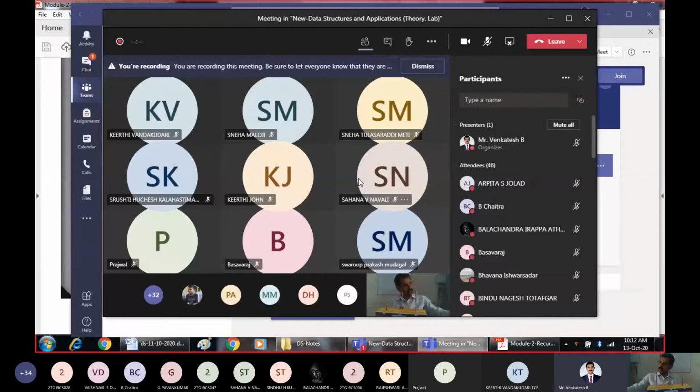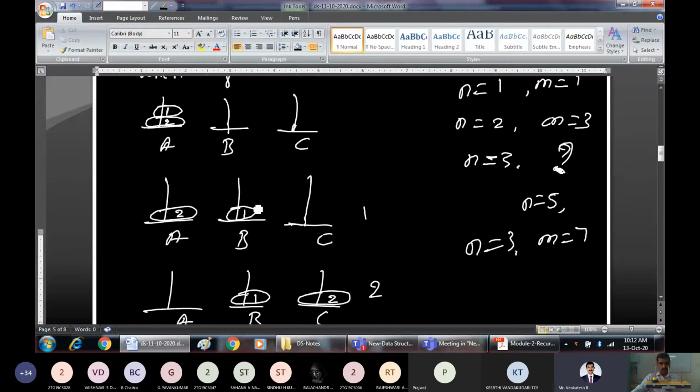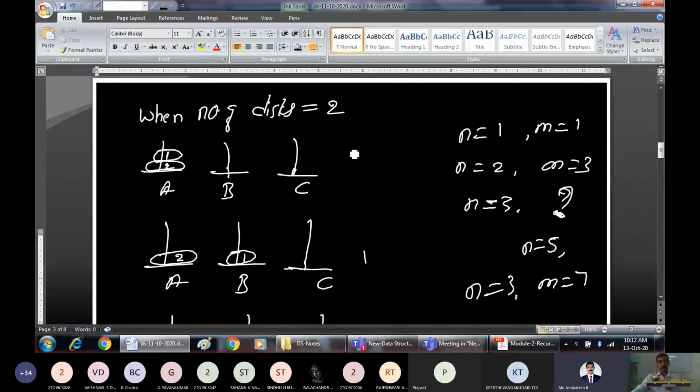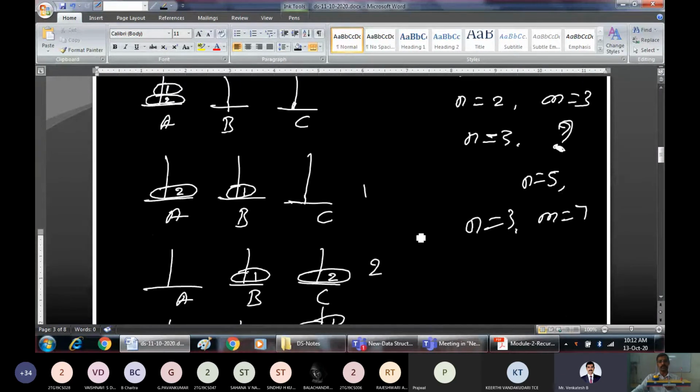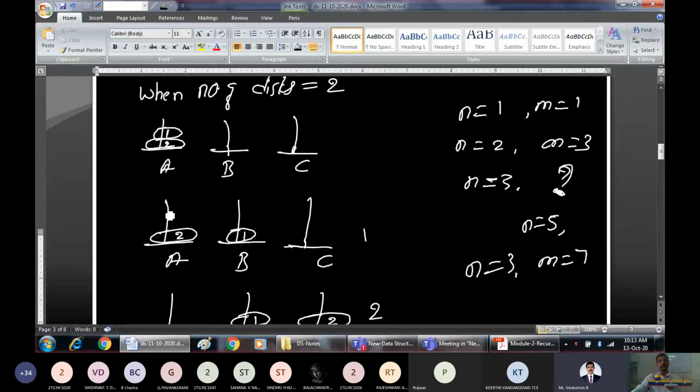Now let us take two disks: disk number one and disk number two. When there are two disks, the steps we followed were two movements. What was the first possible movement? Take the disk from A and move it to B. Take the topmost disk from A and move it to B.